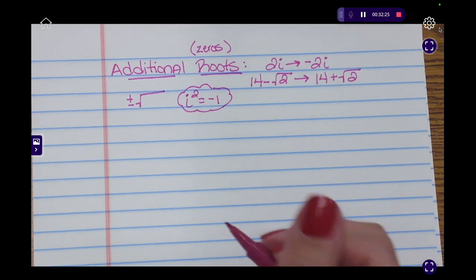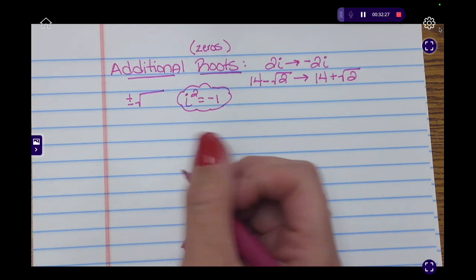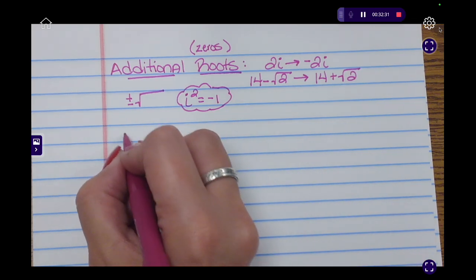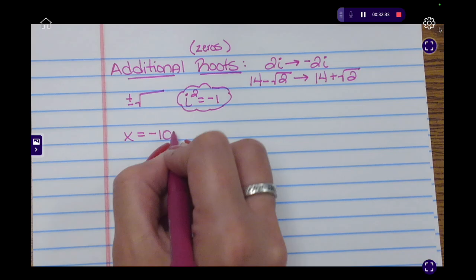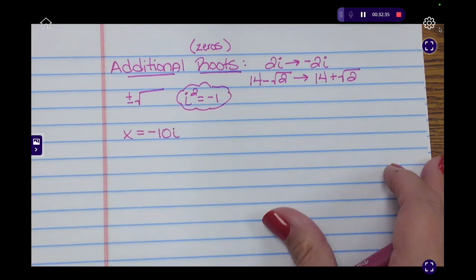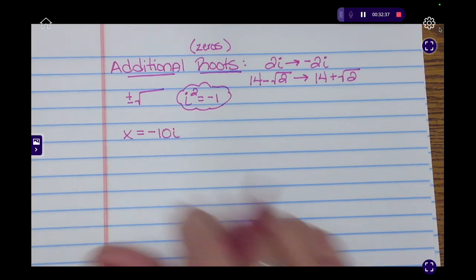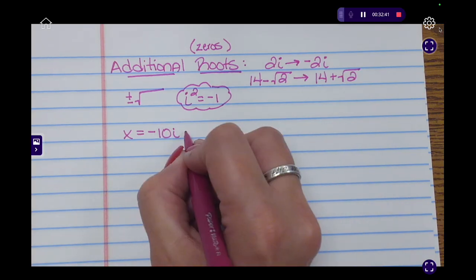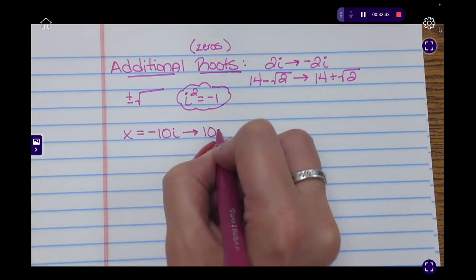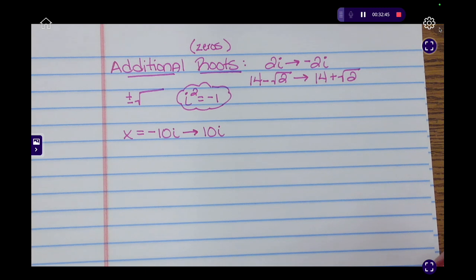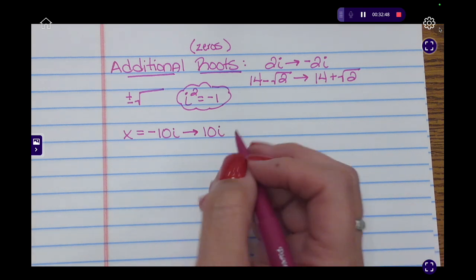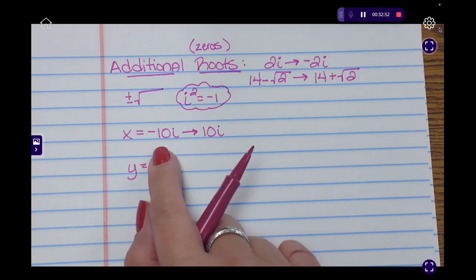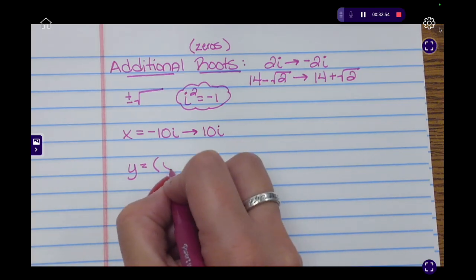So for example, if I say write a function that has these zeros. So if I say the function has a zero at negative 10i, I want you to write the function of it. If I'm asking you to write the function that has a root at negative 10i, what I didn't tell you and what you should know is that the other root would be at a positive 10i. Okay, so I'm going to start writing my equation. And remember, I know if these are my zeros, I can write them in factored form first.